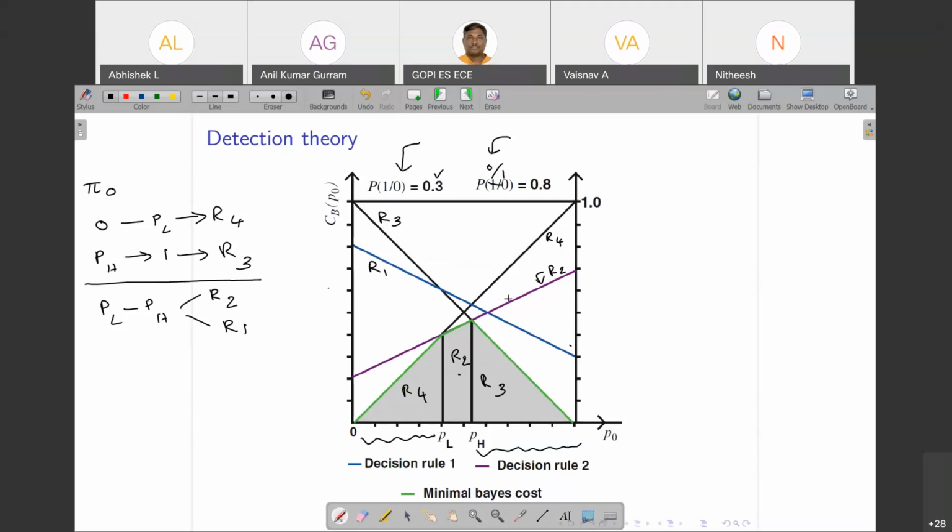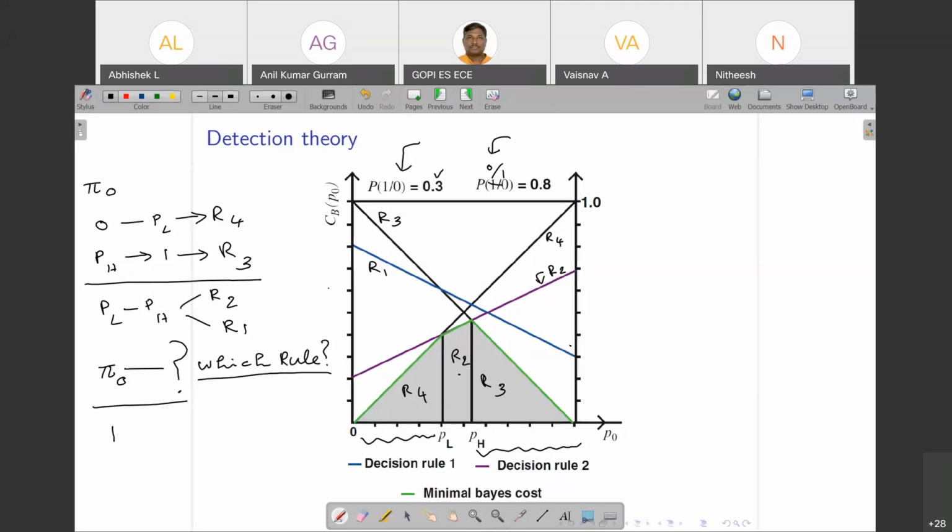So let me wind up today's class by asking a final question. Okay, fine. So you know this prior probability, so you are able to fix the rule. In some cases, the prior probability pi naught is not available. I don't know, for instance, that prior probability. Then which rule do I have to choose? You think about it. That is going to be the next class.